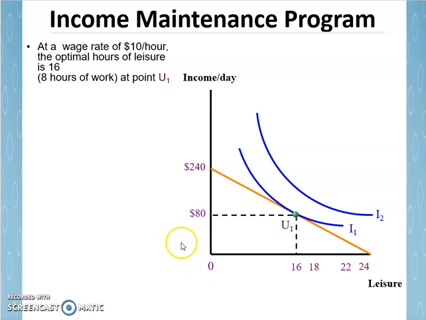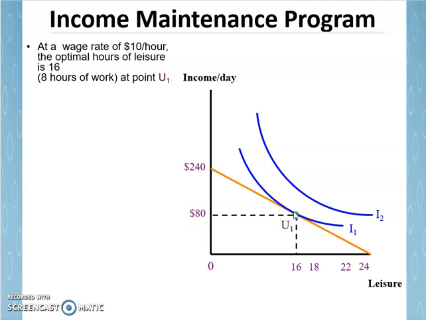Initially, we have a person that makes $10 an hour, and that's revealed by the vertical intercept of $240 in income. You'll notice this person has no non-wage income yet because the horizontal intercept is at 0. So this is our initial budget constraint. They find the optimal allocation by the tangency of the highest indifference curve with the budget constraint. This person will choose 16 hours of leisure and essentially 8 hours of work. 8 hours of work times $10 an hour is $80 in income. This is the starting point.